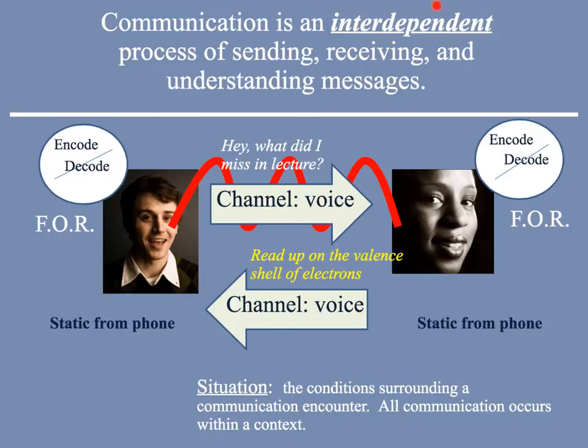So what do we mean by interdependent? What this means is you can change any one piece of this model and everything else in the model will change along with it. So, for example, if we have a different set of noises, we now have static from the phone. Or suppose they changed a channel, right? And they're speaking on the phone. Well, that's going to change the way that Jeff encodes and decodes messages, which changes the message, which may change the channel choice, or it may modify the channel in some way. So if you change one piece of this model, everything else in the model changes too.